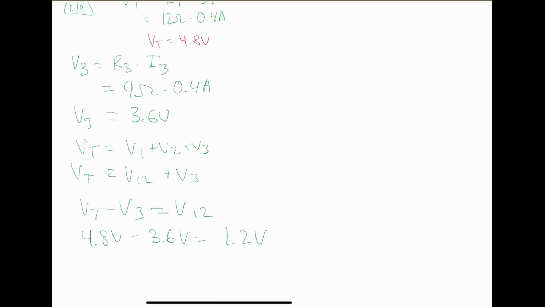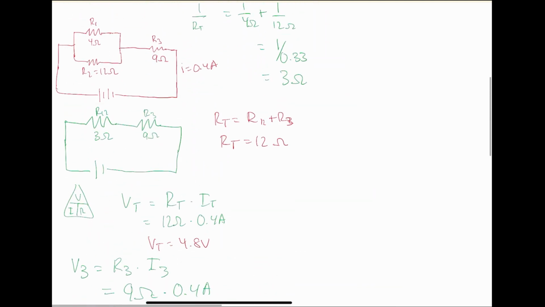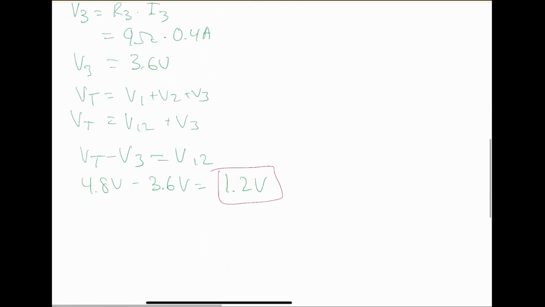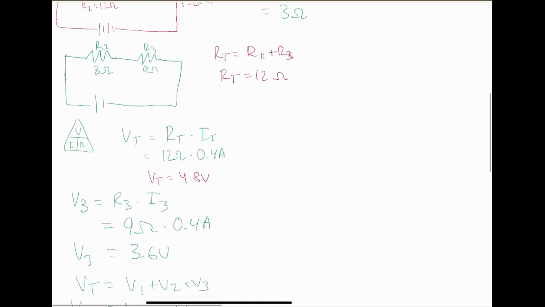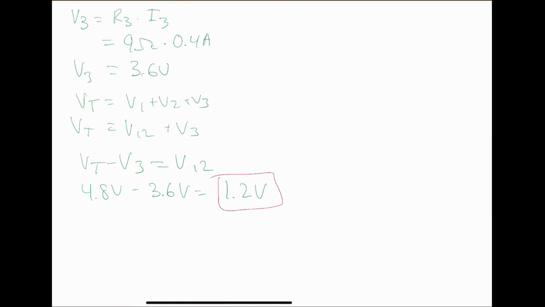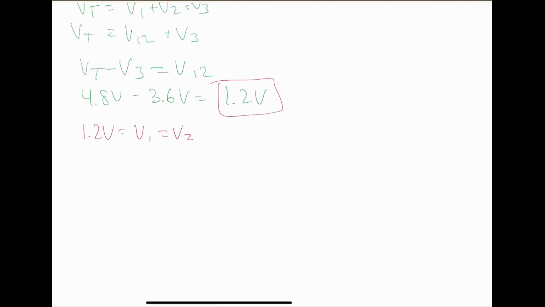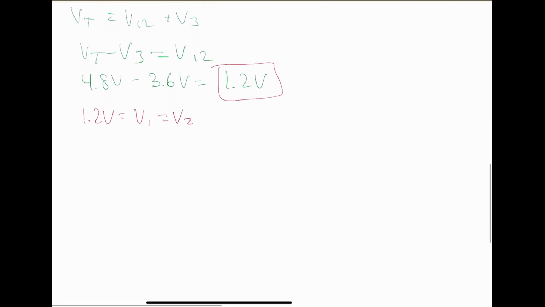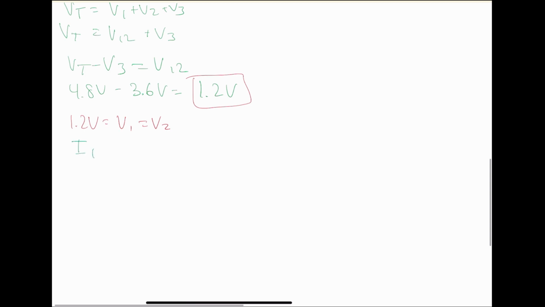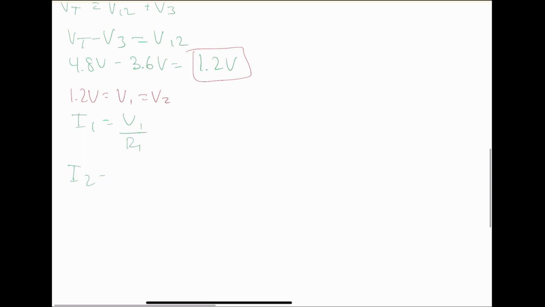We get that our V12 is 1.2 volts. Voltage is constant in the parallel circuit. So that gives us V1 and V2 right here. 1.2 V is equal to V1 is equal to V2. Again, because it's constant in the parallel circuit. And now that you have that, you have all your resistors. You can solve for the currents now. I1 is equal to V1 divided by R1. I2 is equal to V2 divided by R2.